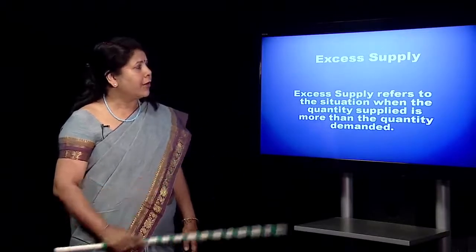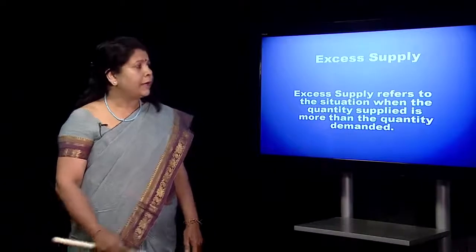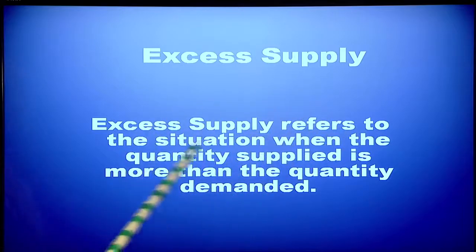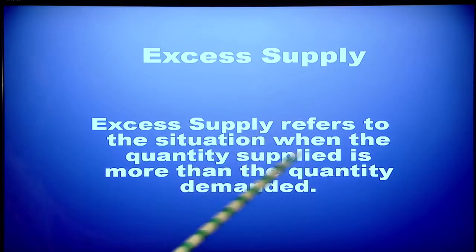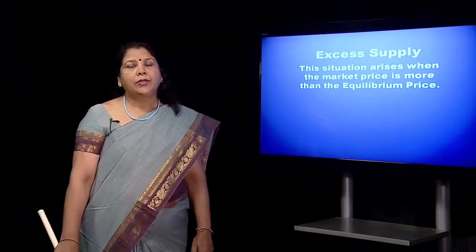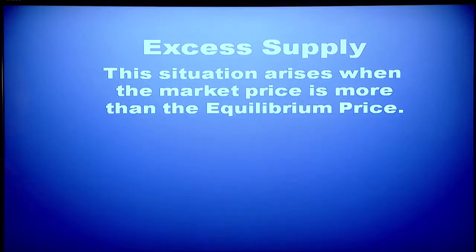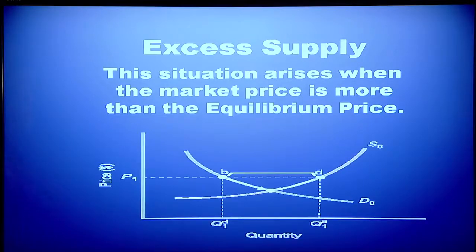Let us now understand what happens in situation of excess supply. Excess supply refers to the situation when the quantity supplied is more than the quantity demanded. This situation arises when the market price is more than the equilibrium price. Can we see this graphically also? Yes. Here we can see that this is the equilibrium price. However, the market price is much higher.